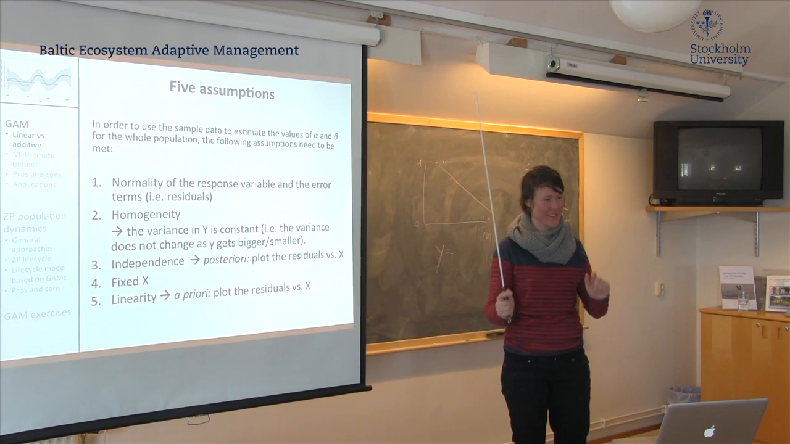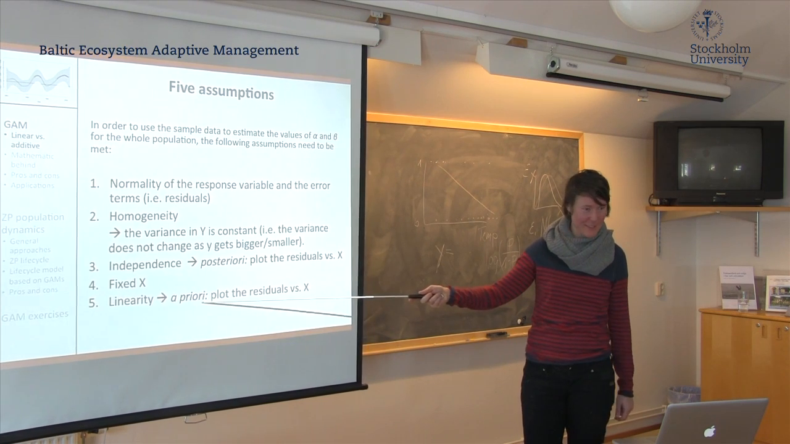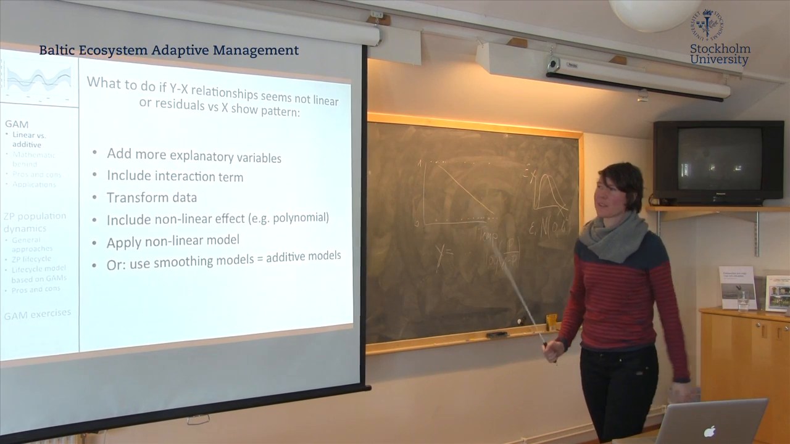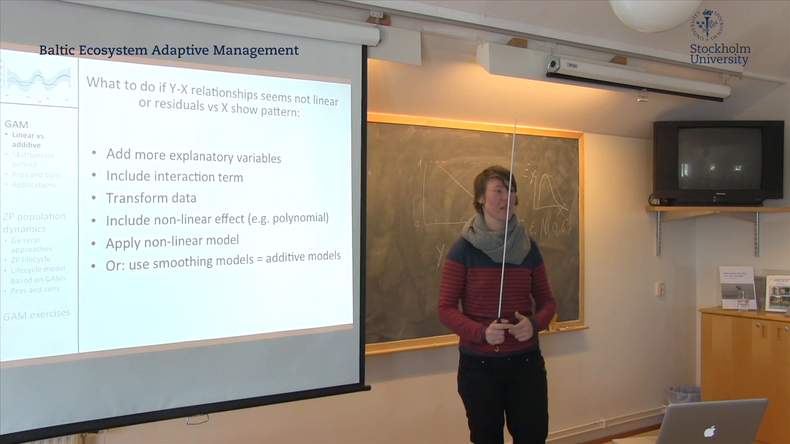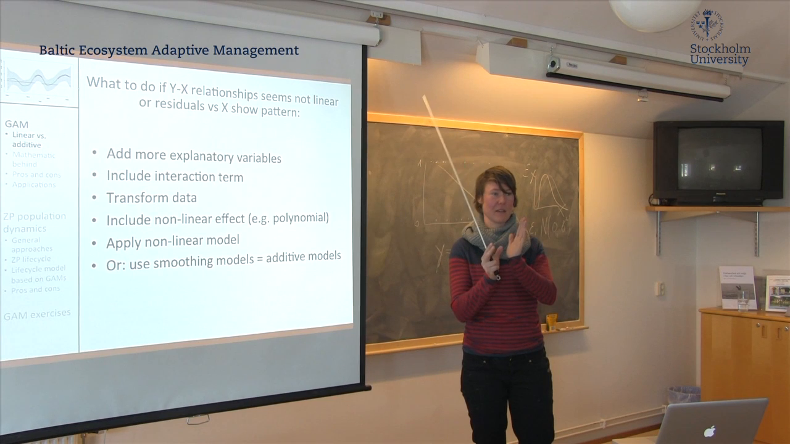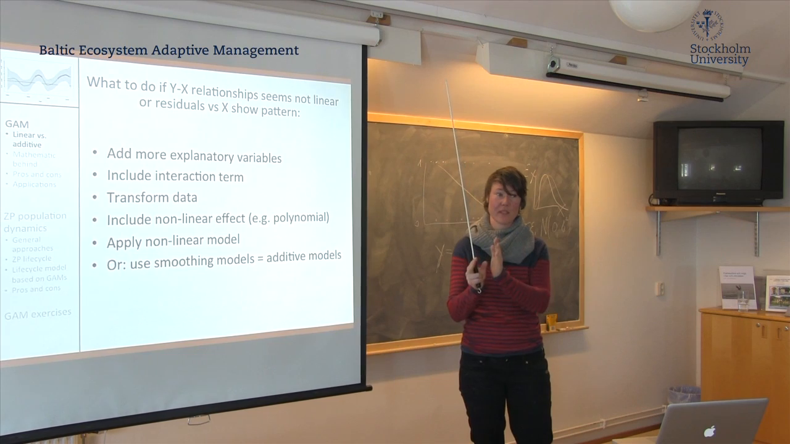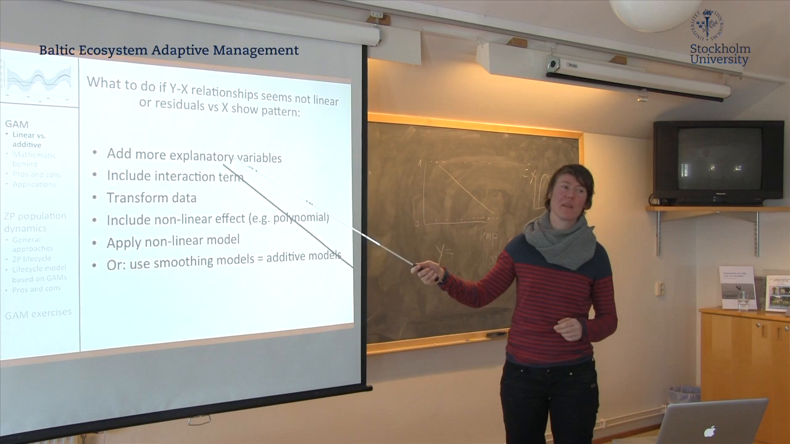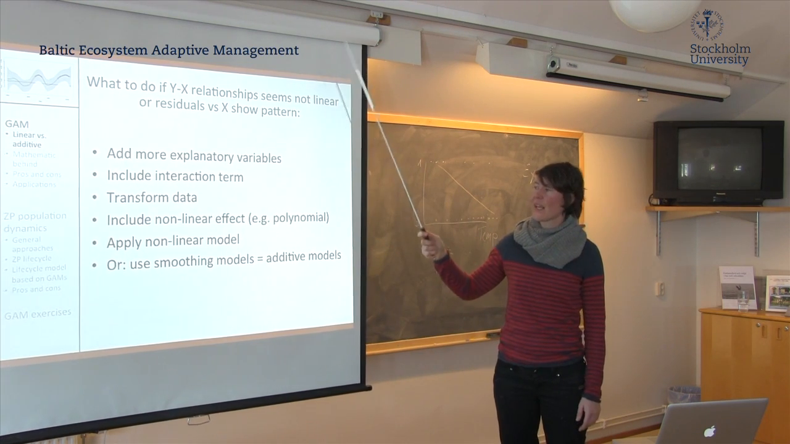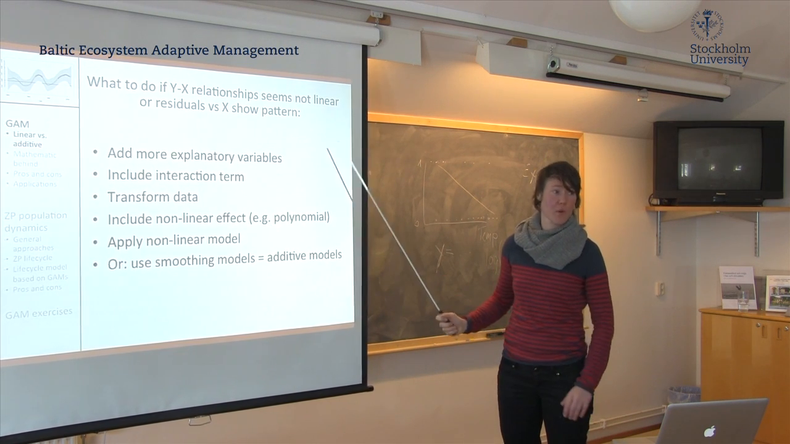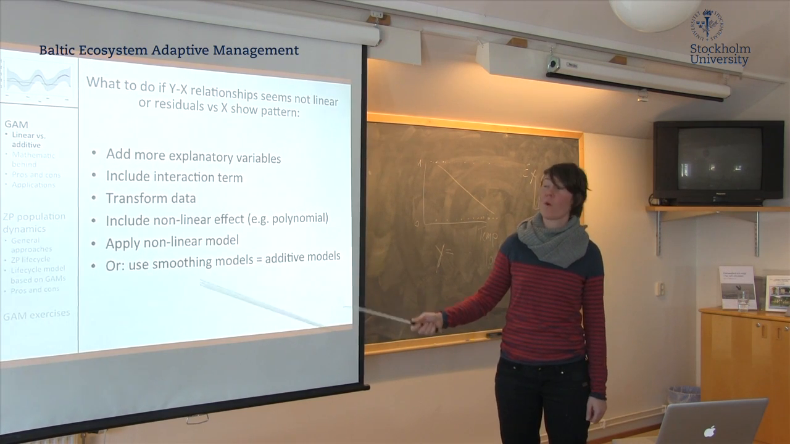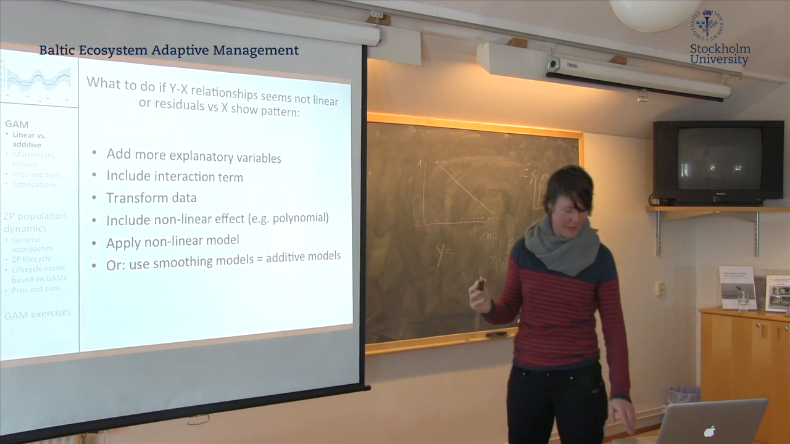For linear models, it's also important that you assume linearity between x and y. What happens if you don't have linearity? There are certain things you can do. One thing is, maybe you should add more predictors. If you add more predictors in your equation, you might end up with a linear relationship between your y and each predictor. It really happens. You can also include an interaction term, which can also linearize the overall relationship. You can transform your data. You can also include nonlinear effects, for example polynomials. You're still within a linear model. Or you apply a nonlinear model, or you apply smoothing models, additive models.